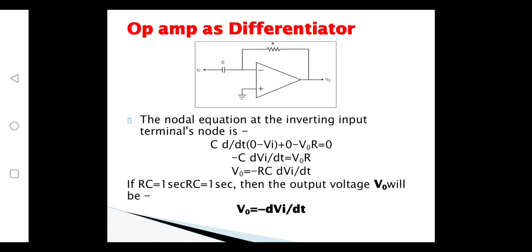So here the output is a derivative of the input signal, if we assume the RC value is equivalent to 1. This is how we can say that the output is the derivative of the input. In the output expression we have a negative sign. The negative sign represents a phase shift between the output and input waveforms.